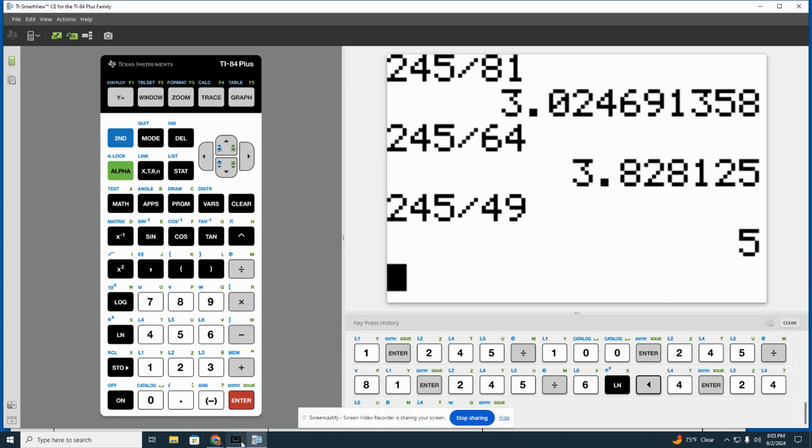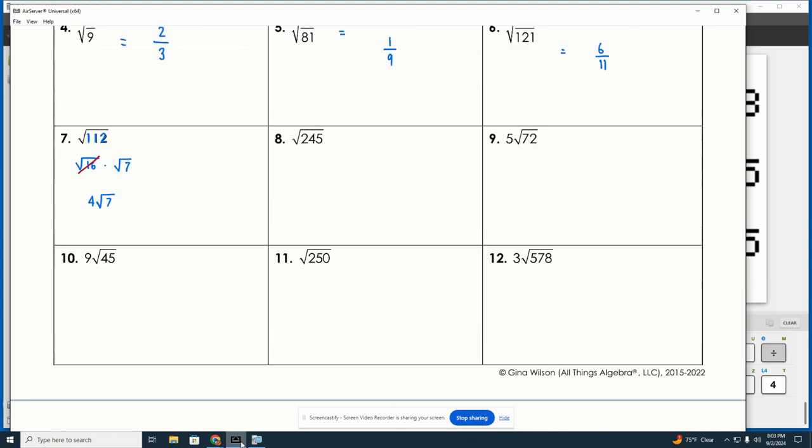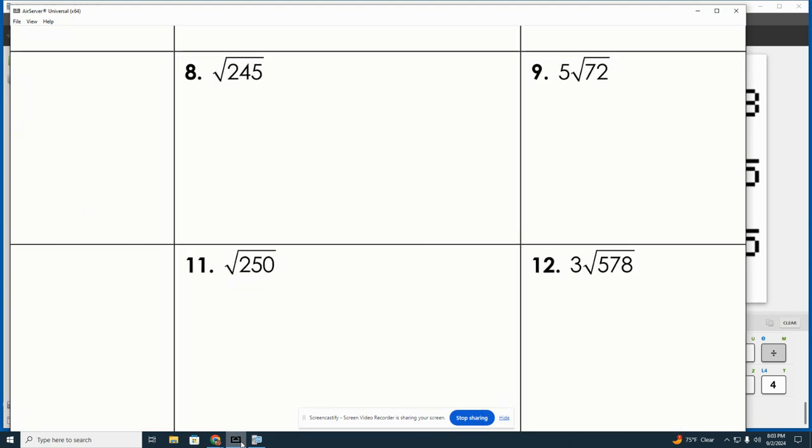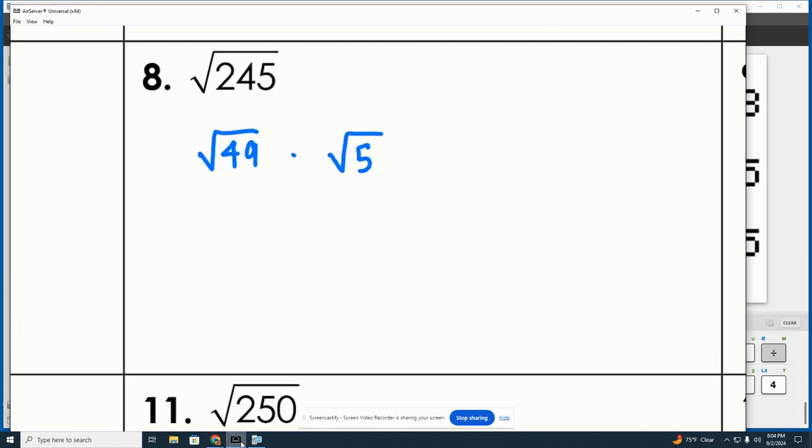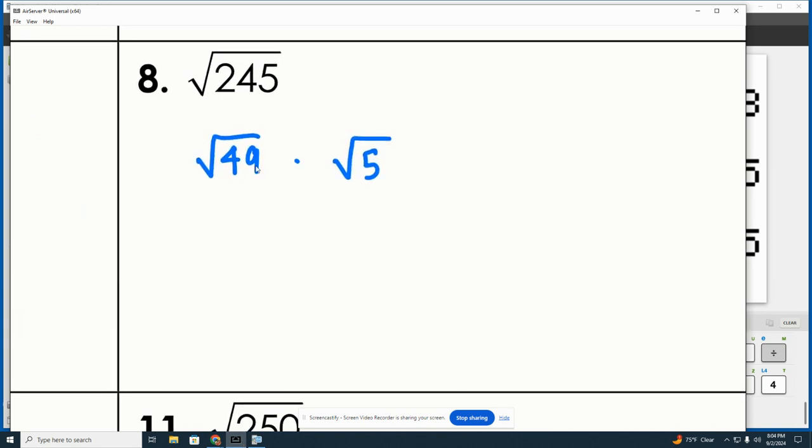So how do I break this down? Instead of it being the square root of 245, I make it the square root of 49 times the square root of 5. Remember, perfect squares are the only thing that can break out of this radical prison. And it breaks out as a whole number, 7. 5 cannot break out, so it stays inside. So 7 times the square root of 5.